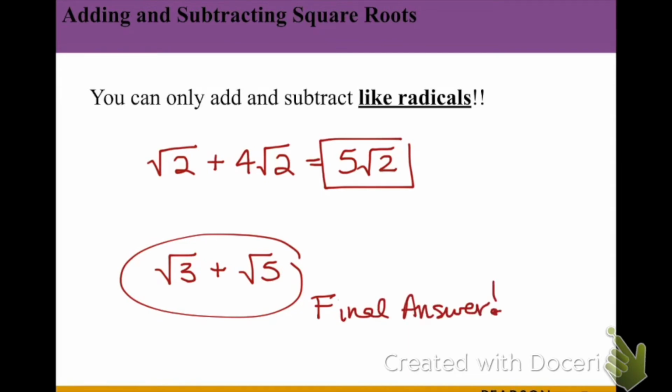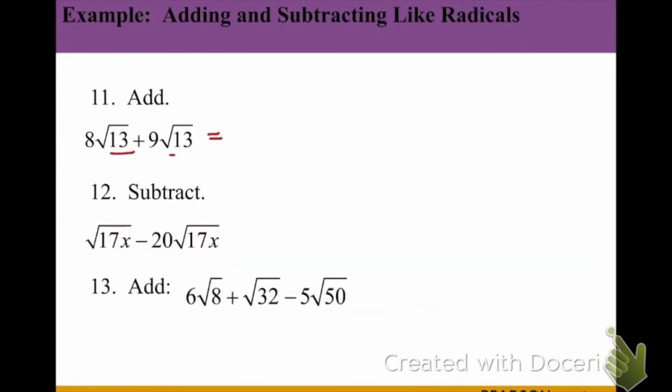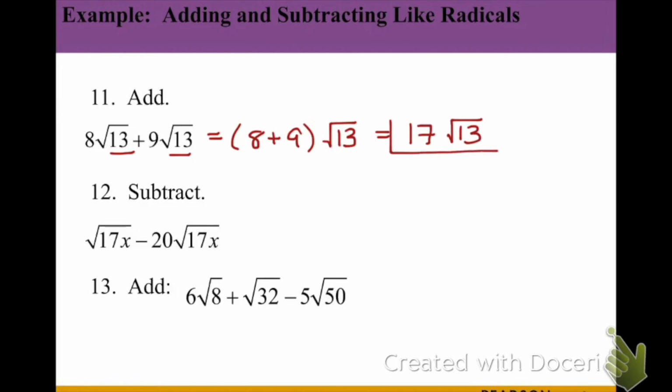So we have to have those like radicals. For example, if we're trying to add 8 square root 13 plus 9 square root 13, since they have the same radical, we can combine those numbers on the outside, in this case the 8 and the 9, making this a total of 17 square root 13.